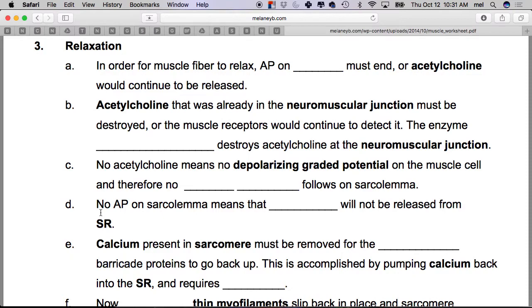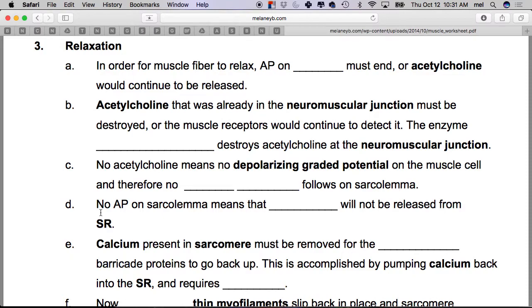The enzyme, raise your hand, destroys acetylcholine at the neuromuscular junction. Acetylcholine esterase. Good job. Acetylcholine esterase destroys acetylcholine at the neuromuscular junction. No acetylcholine means no depolarizing graded potential on the muscle cell. And therefore, if you don't get a depolarizing graded potential, you can't get an action potential. No action potential on the sarcolemma means that what won't be released from the SR? Calcium won't be released from the SR.